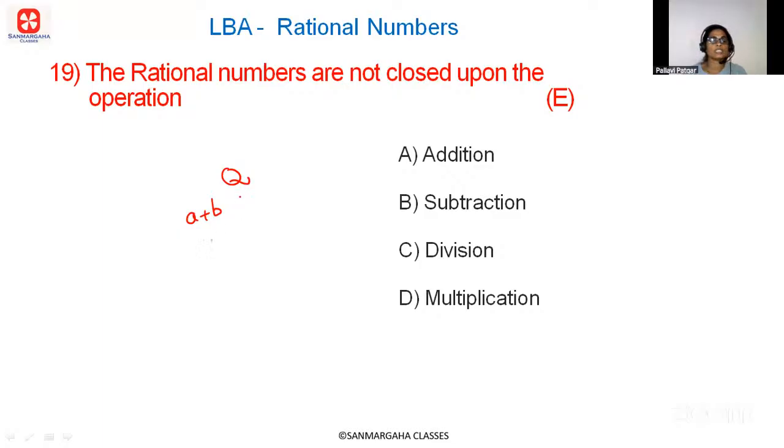Okay. So subtraction. So second one, subtraction. So the difference between any two rational numbers is always a rational number. So if you take multiplication of these two numbers, okay, so the product of any two rational numbers is always a rational number.